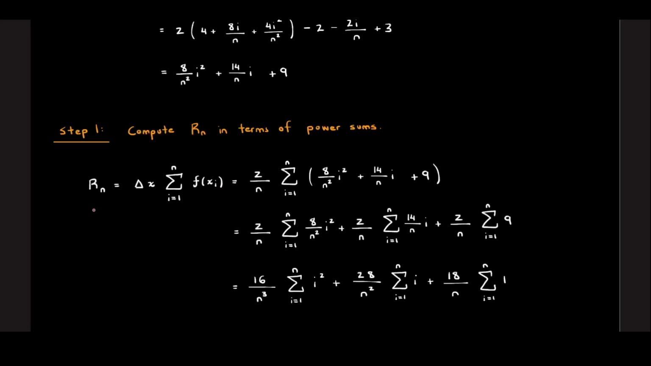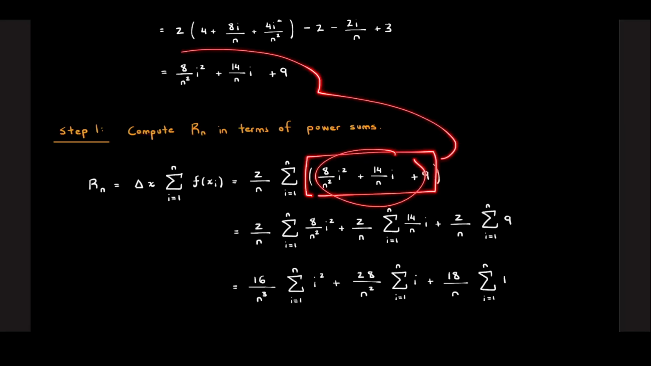The next step is to write the right endpoint approximations in terms of power sums. So the formula for the right endpoint approximation is as follows. And now we just plug in the ingredients that we found in step 0. So the width of each rectangle is 2 over n. And then we sum up the function values. And we have an expression for each function value evaluated at the right endpoint. So we plug that over here. It just came directly from here.